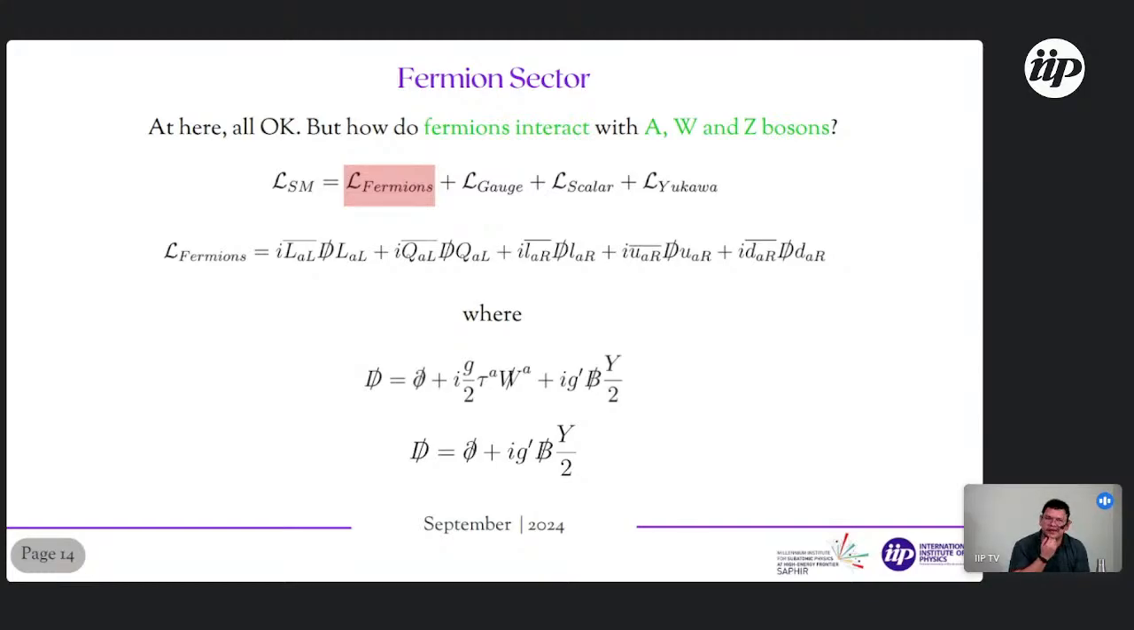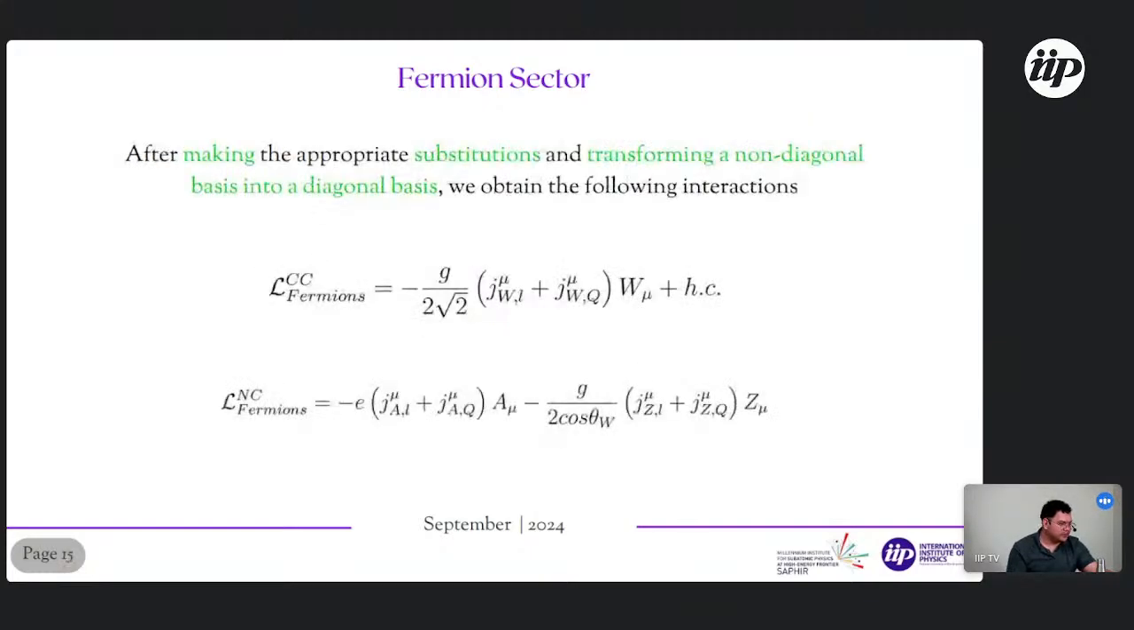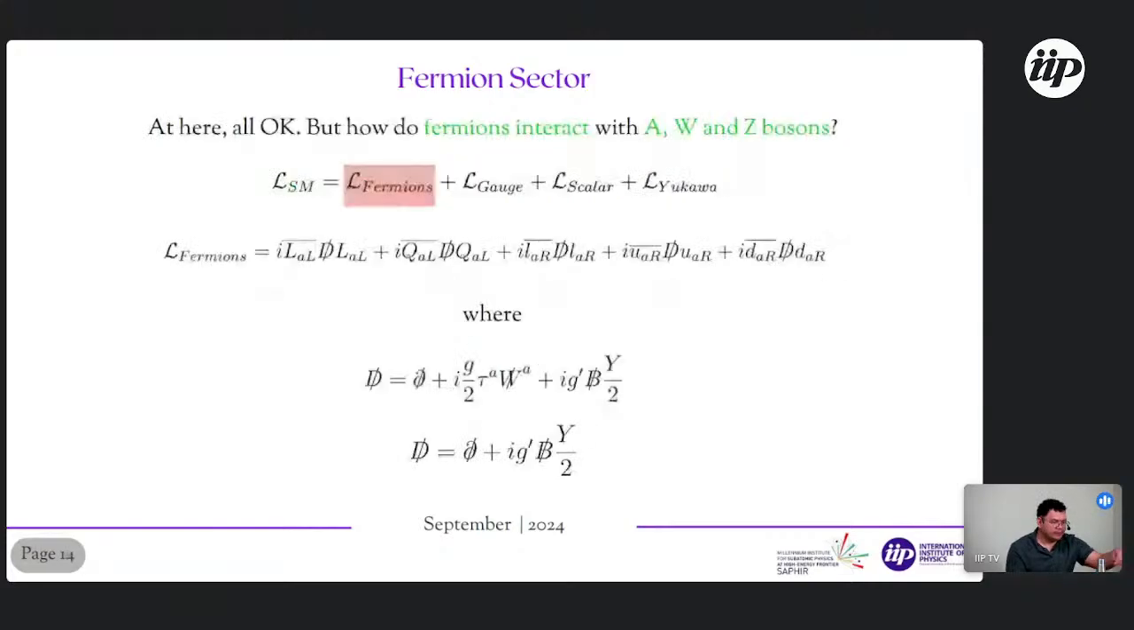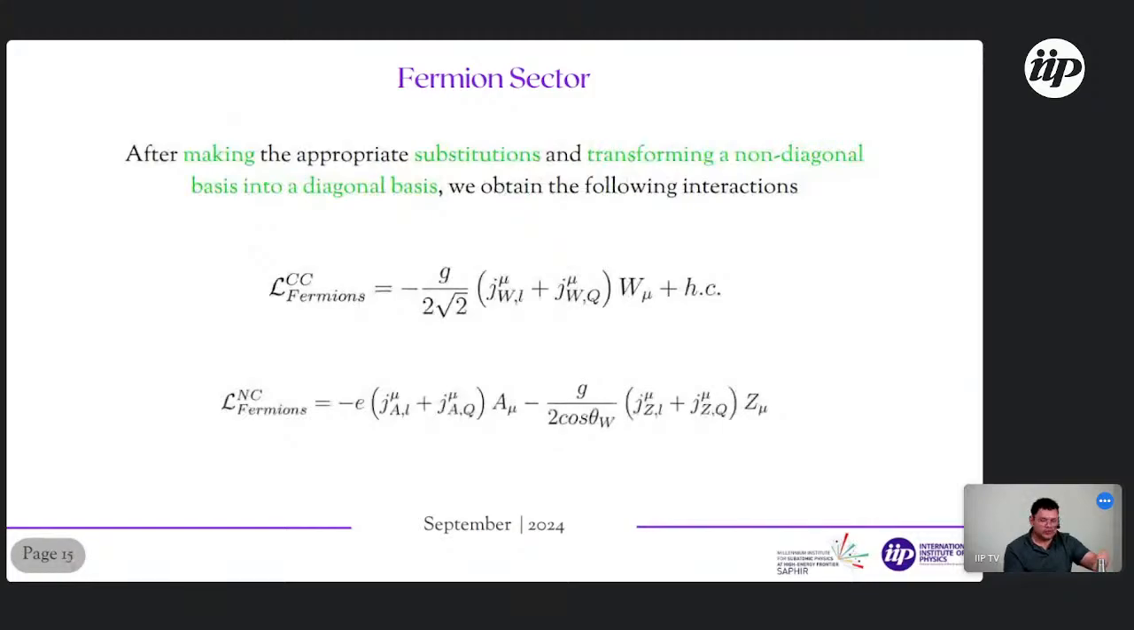Important to understand. We have here the fermion content, after we replace and do some other calculations like substitutions or diagonalization to pass from a non-diagonal basis to a diagonal basis. We can obtain the physical Lagrangians. Here appears the W that we can find in experiment, and we have here A that is the photon, and Z that is the Z boson.